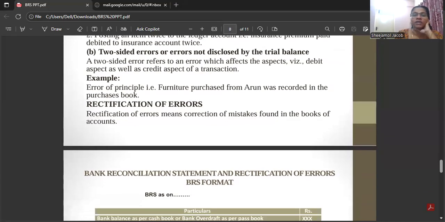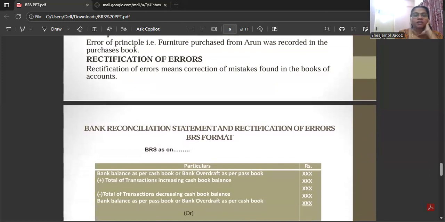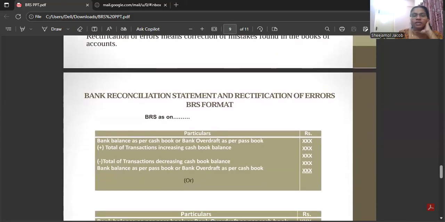The next one is how we rectify these errors. Rectification means correction of mistakes found in the books of account.